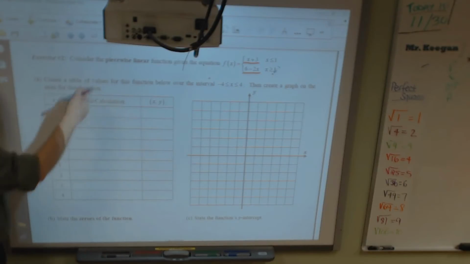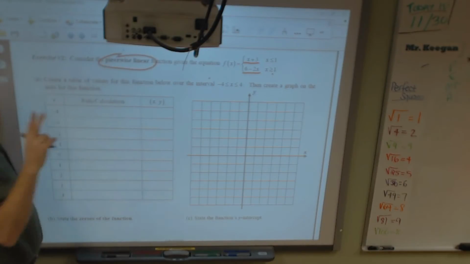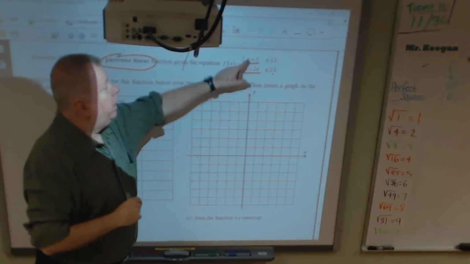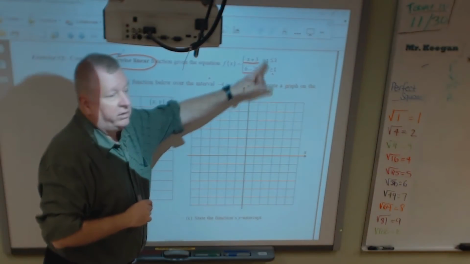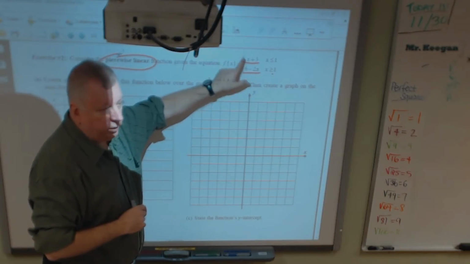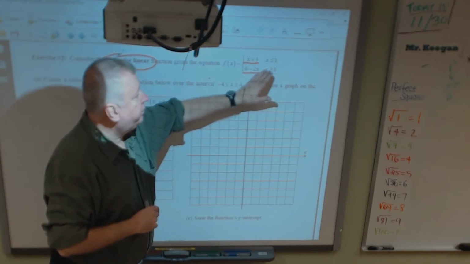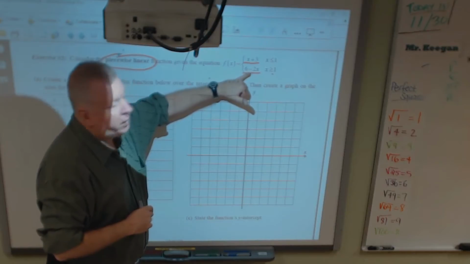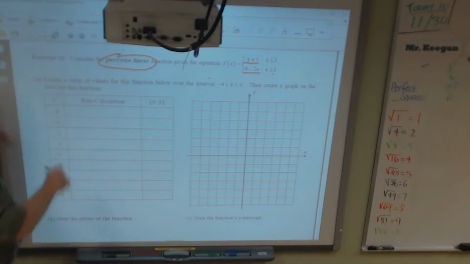This is called a piecewise function. It has more than one rule, okay? And which rule you use depends on your input value. If the x value is less than or equal to 1, you use the top rule, the x plus 3. If x is larger than or equal to 1, then you're going to use the bottom rule. You'll see. That makes no sense.